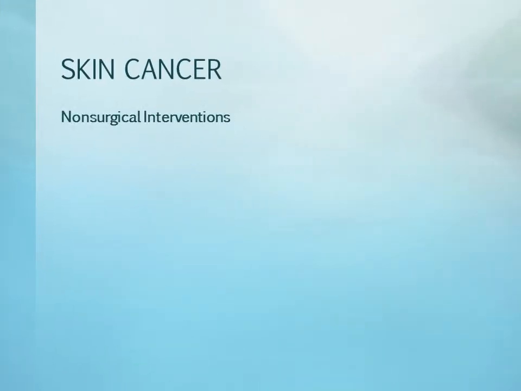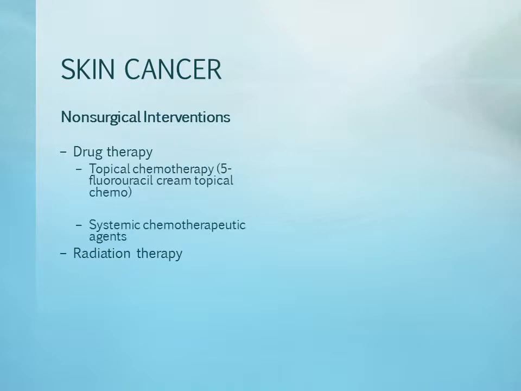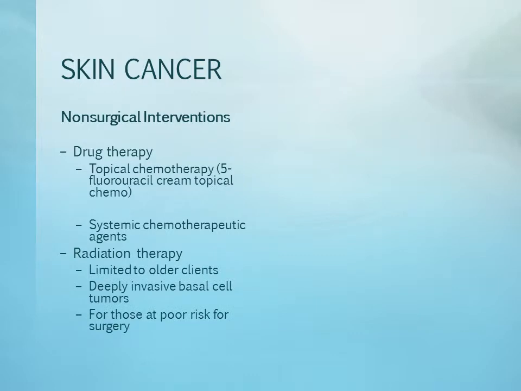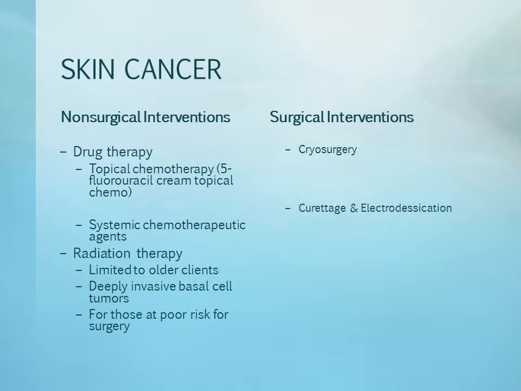The non-surgical treatment for skin cancer is drug therapy and radiation therapy. Drug therapy can consist of topical chemotherapy creams and systemic chemotherapeutic agents. Radiation therapy is limited to older patients, and it's for a deeply invasive basal cell tumor. And those that are poor risk for surgery are the ones that get the radiation therapy. The surgical interventions include cryosurgery, curettage and electrodesiccation, and excision.